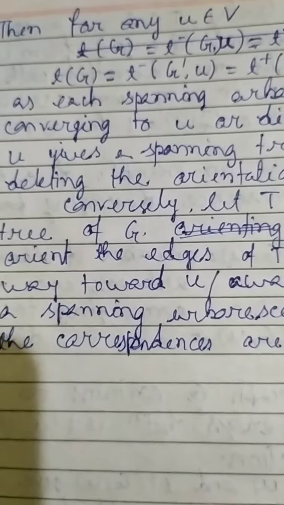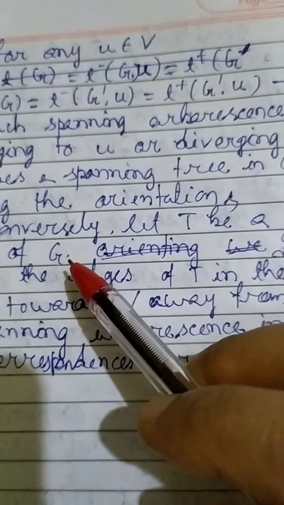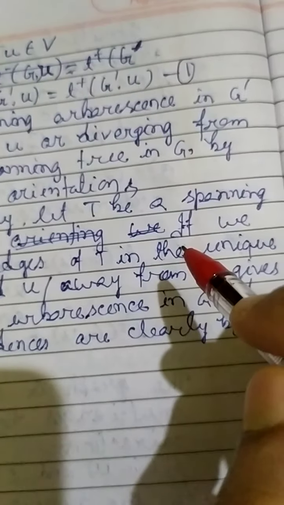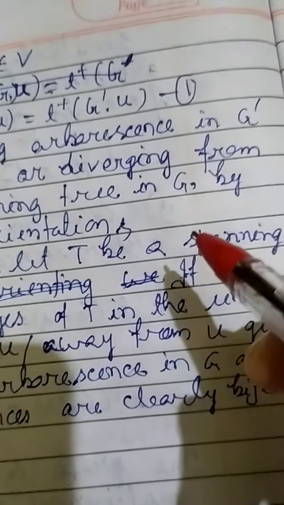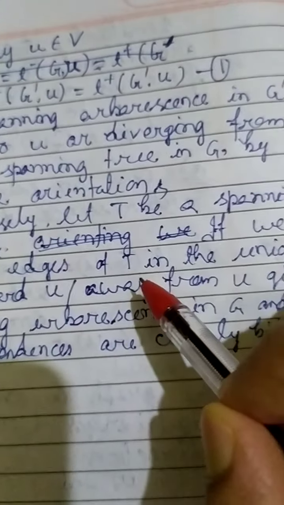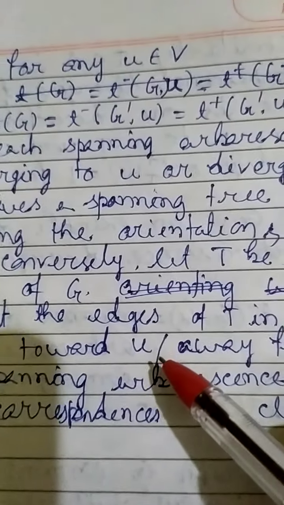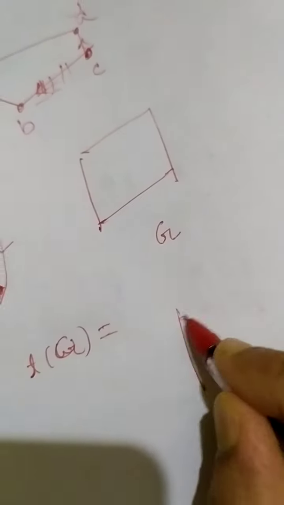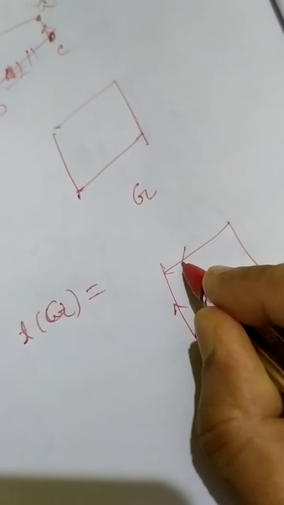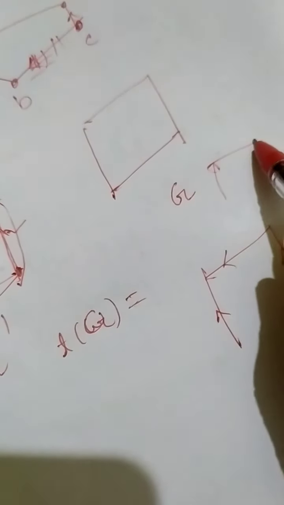So conversely, let T be a spanning tree of Z. How can you construct the corresponding arborescence converging to u or diverging from u? If we orient the edges of T in the unique way towards u, okay, so this is one, this is one. So this is the unique way we are going to construct it.